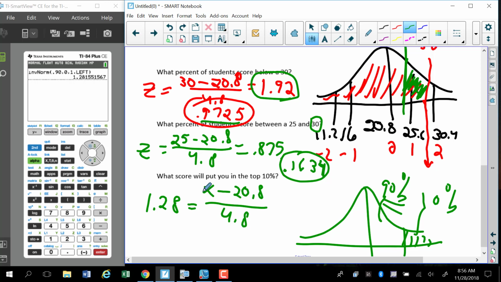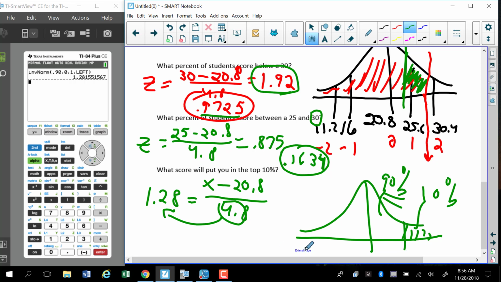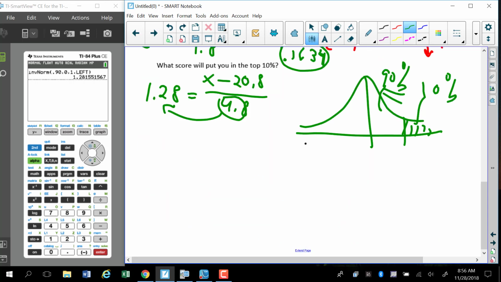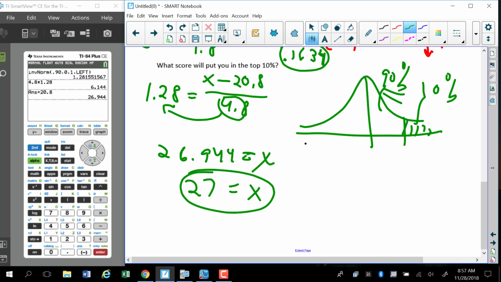And now we can go back and solve for x just like we did before, where you take this, multiply it here, and we just do 4.8 times 1.28, and then add 20.8 when we're done, and we get 26.944 is x. So let's just round to 27. So if you want to score better than 10%, or the top 10%, you need a 27 on your ACTs.